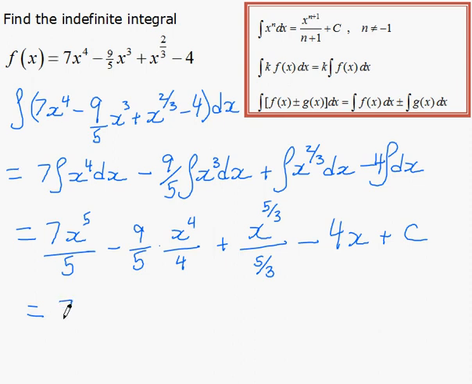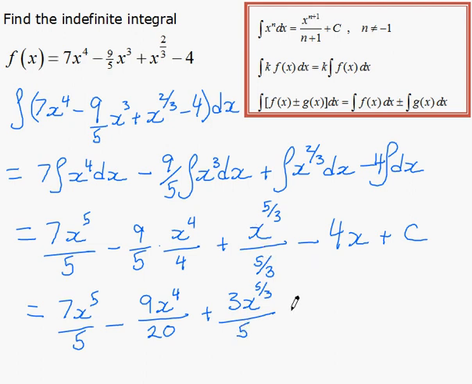Simplifying as much as we can gives us 7x to the 5 over 5 minus 9x to the 4 over 20, plus 3x to the 5 over 3 over 5. We reciprocate that term. Minus 4x plus a constant.